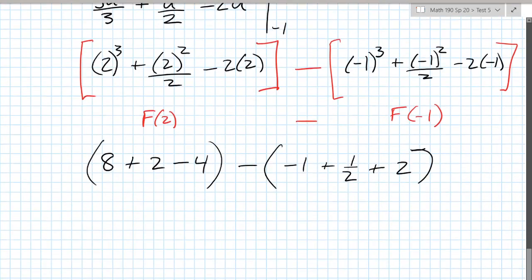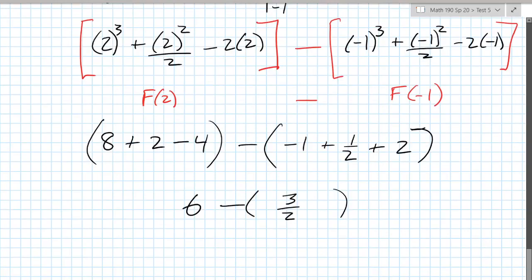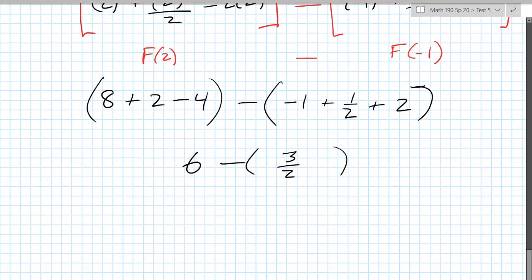Let's see if I can add here. I think I'll go with a not 14 because I can't add apparently. 6 minus what's in here? That 3/2. 6 minus 3/2. 6 is 12/2. Kind of looks like 9/2 to me, if I can add. Don't know. And that is Fundamental Theorem Part 1 and Part 2.